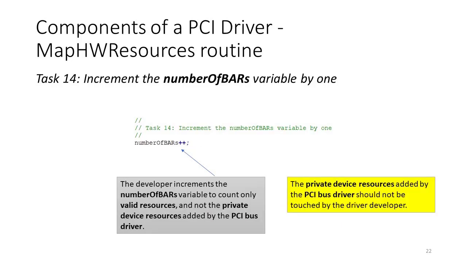Task number 14, increment the number of bars variable by 1. In the code example, the developer increments the number of bars variable to count only valid resources, and not the private device resources added by the PCI bus driver. The private device resources added by the PCI bus driver should not be touched by the driver developer.